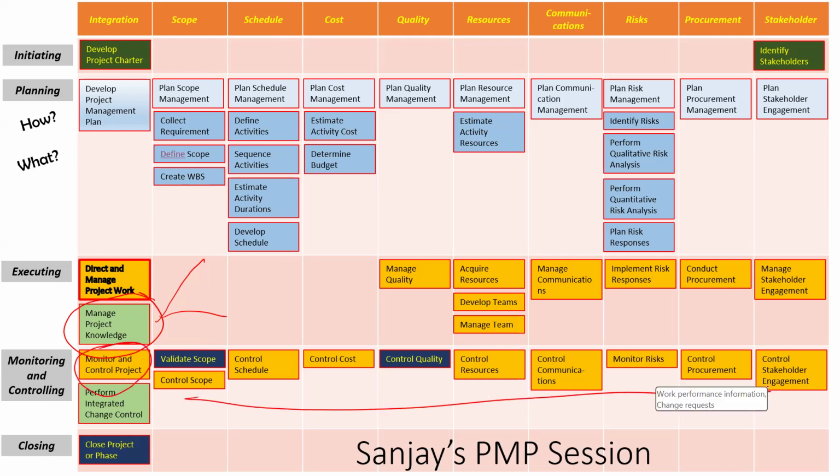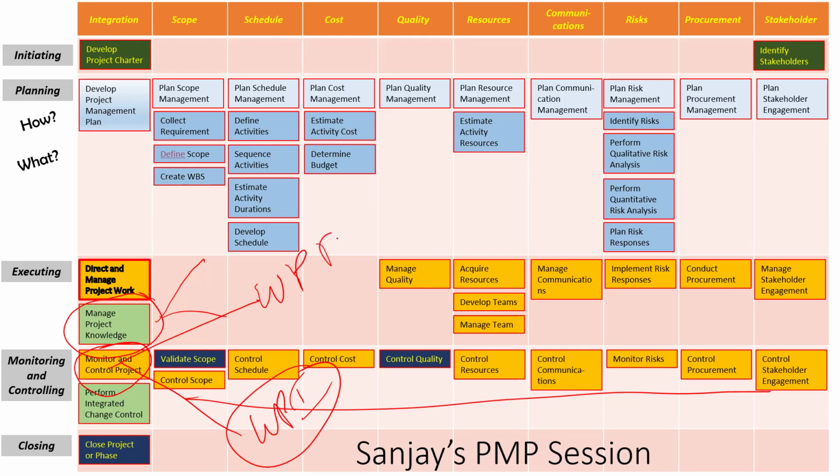Monitor and control project work is the boss of all the controllers. It takes the work performance information from each of these guys, and makes work performance reports, WPR, from them. That's what it does.